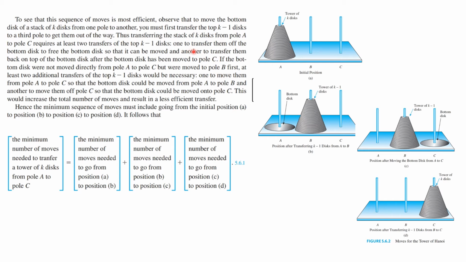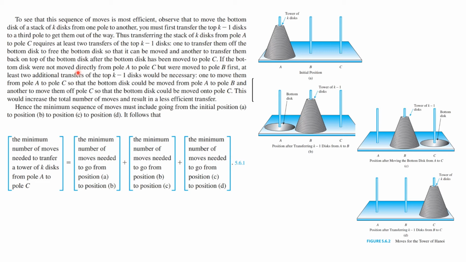To transfer them off the bottom disc, to free the bottom disc so it can be moved to another pole, and then to transfer them back on top of the bottom disc after the bottom disc has been moved to pole C. So you see you're taking the k-1, then you're here, then you're taking this biggest one and putting it on the bottom, then you have this.